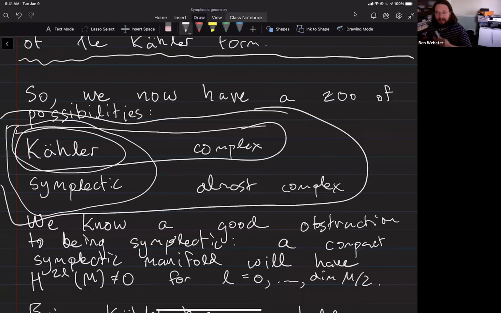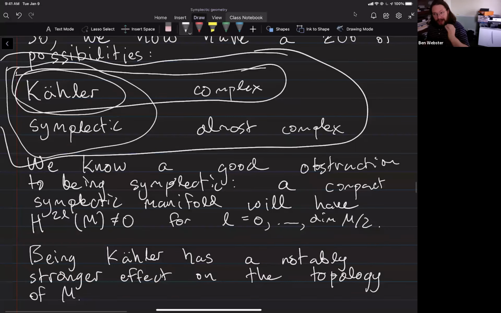And so, for example, S6 we know is not symplectic, but we do know it is almost complex, right? And it's in fact an open question whether it's complex or not, because we don't have good enough obstructions to being complex. Being Kähler actually has an even stronger effect on the topology of a variety. We'll see how much time I have to discuss this. I wrote out quite a bit here, but it's actually a class in complex geometry, so we'll see how deep I get into this.